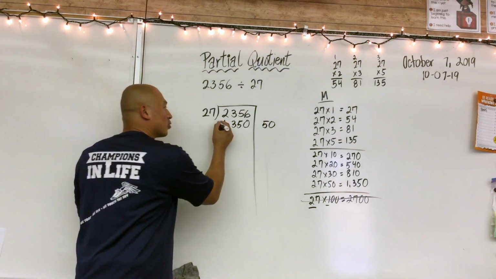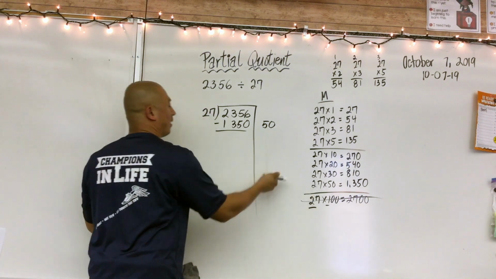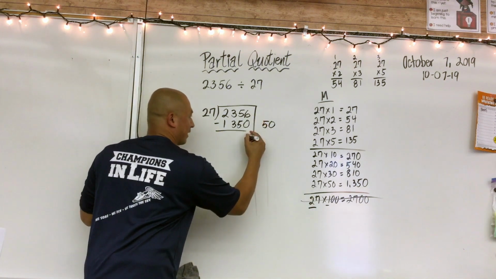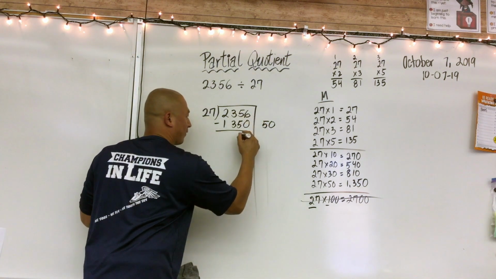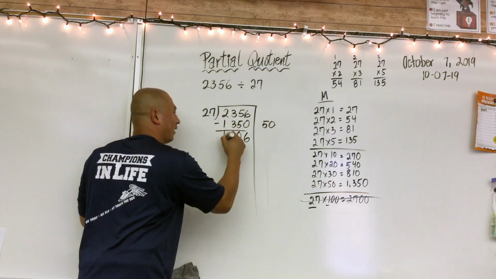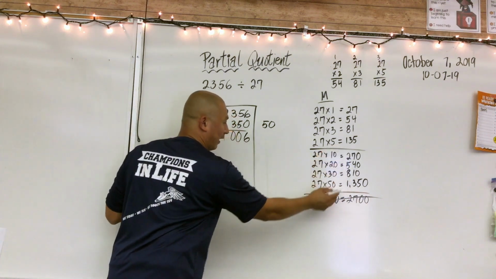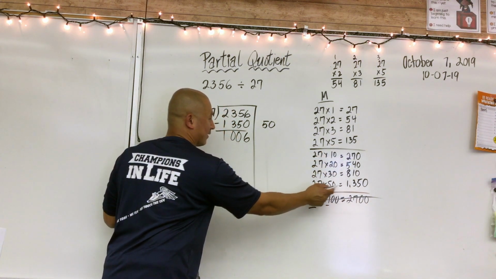From there, you may subtract your dividend by the product that you received from your menu. 6 minus 0 is 6. 5 minus 5, 0. 3 minus 3, 0. 2 minus 1 is 1. Now, look at my menu. I cannot use 50 again because this is way too high.